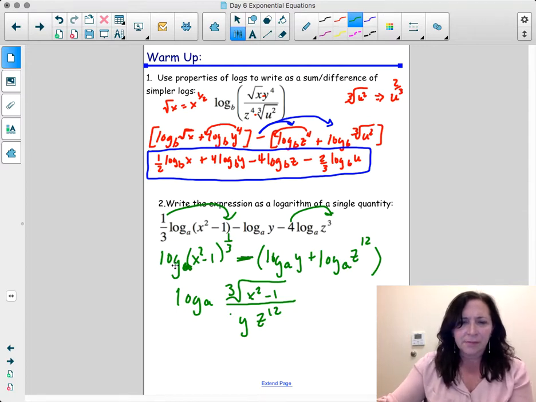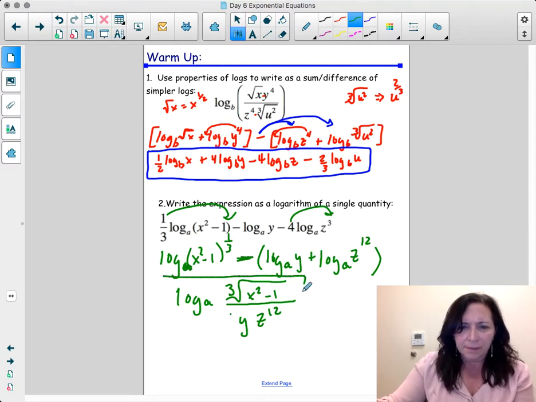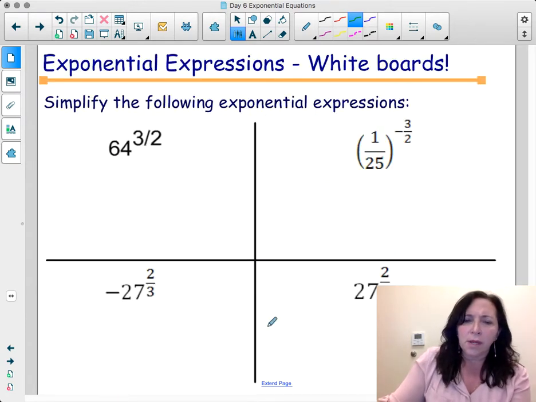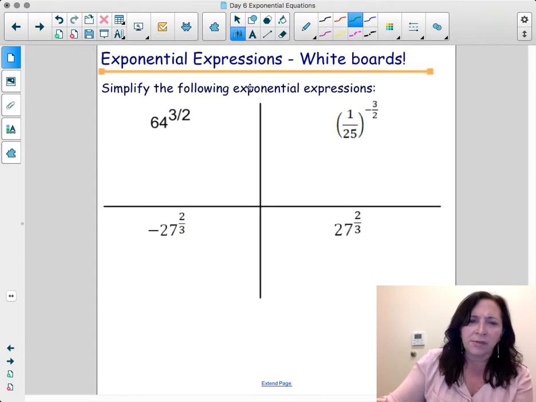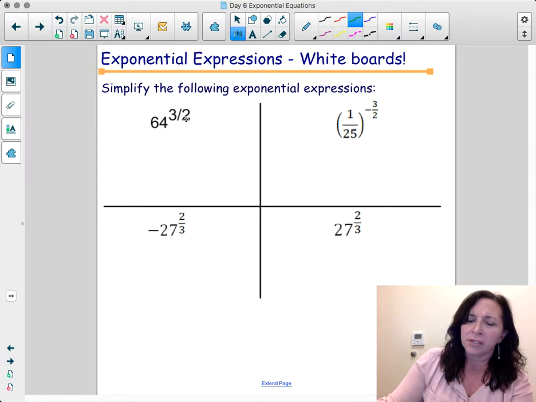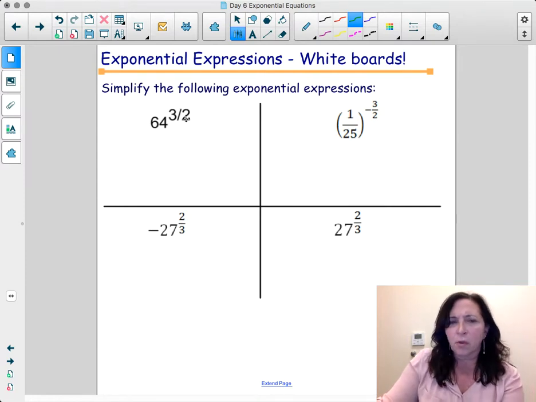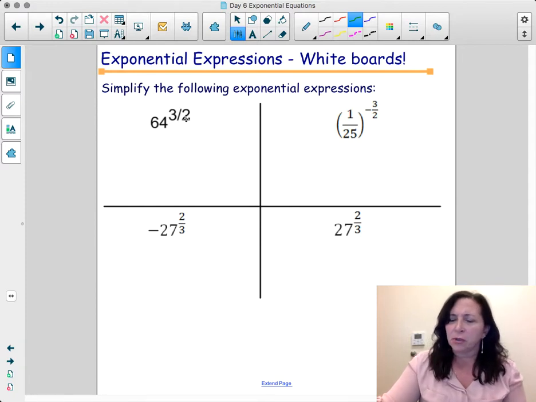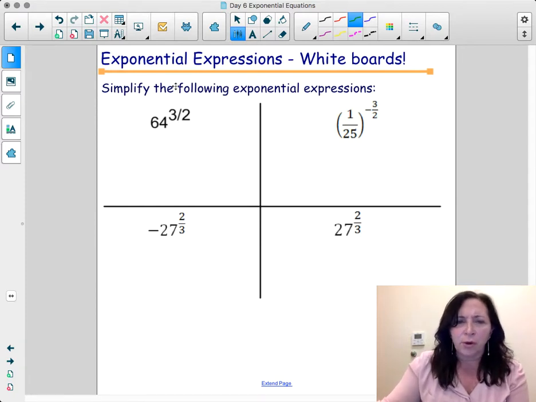And that's it. So you would just box that up, and now we've condensed it. So what we're going to practice right now is basically trying to simplify the following exponential expressions. This is going towards solving exponential equations, but first we're going to practice just reducing.